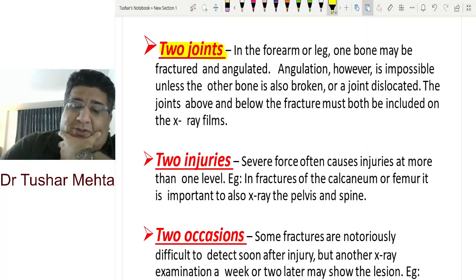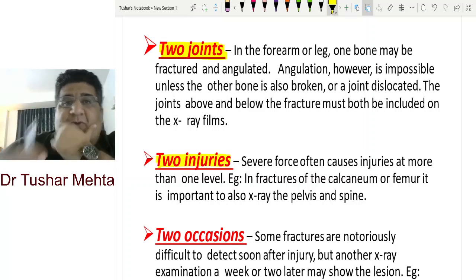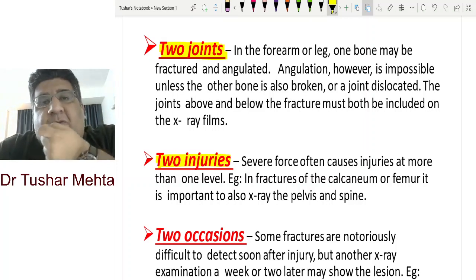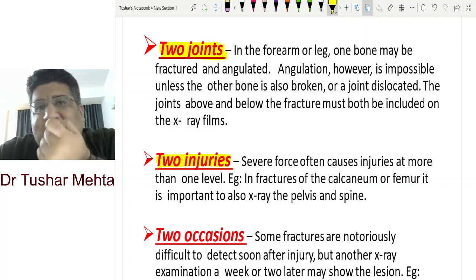And not only this, you have to take care of the two injuries also. So after rule of two views, after rule of two bones, after rule of two joints, you have to talk about two injuries. Somebody has a calcaneal fracture. Okay. X-ray done. Okay. Calcaneal fracture. Okay. History, fall from height, rule out spine. Rule out pelvis.